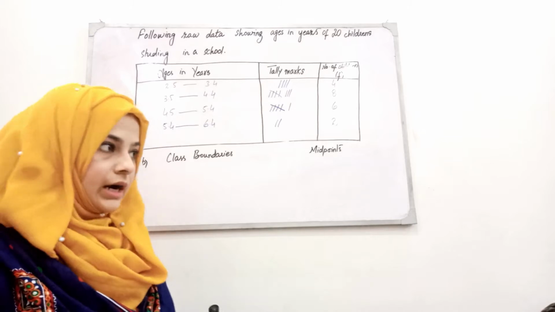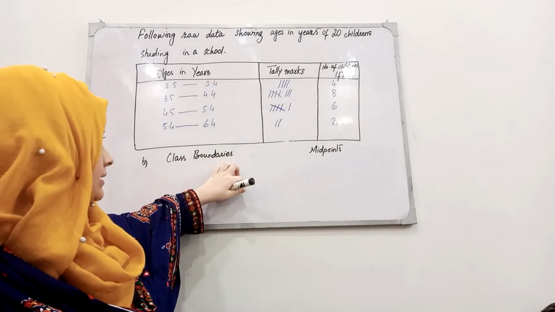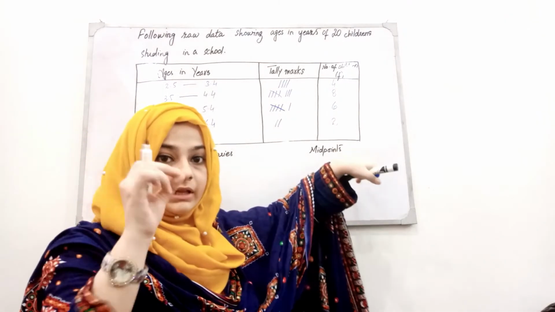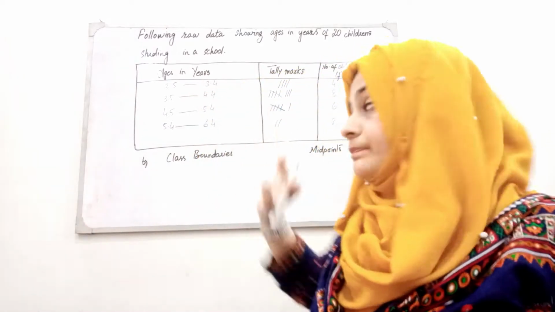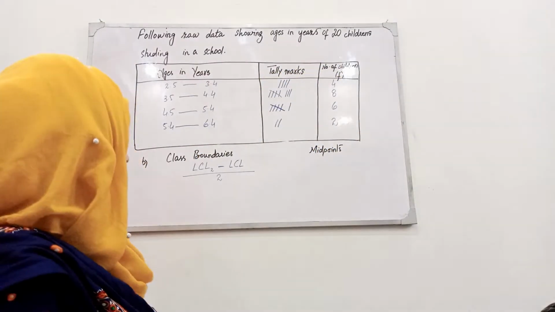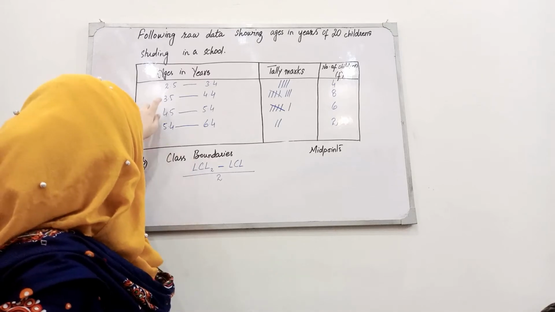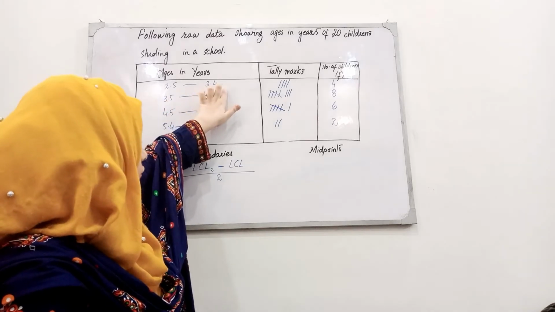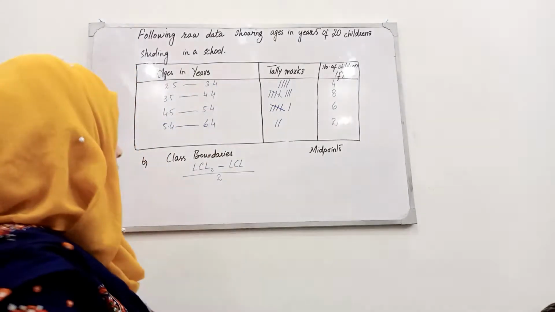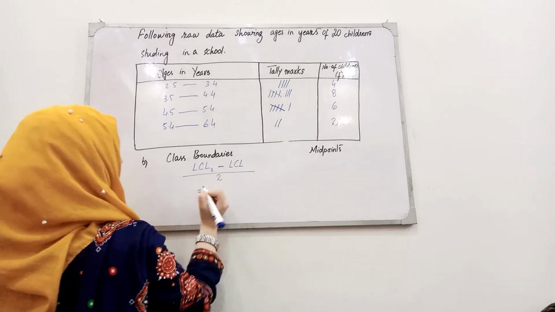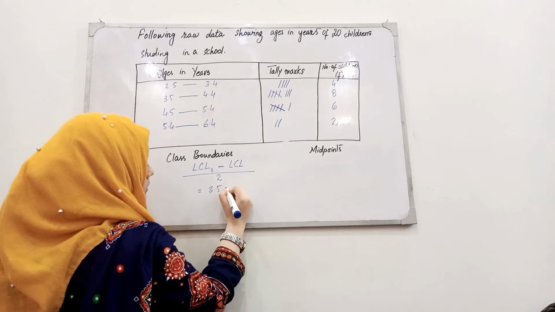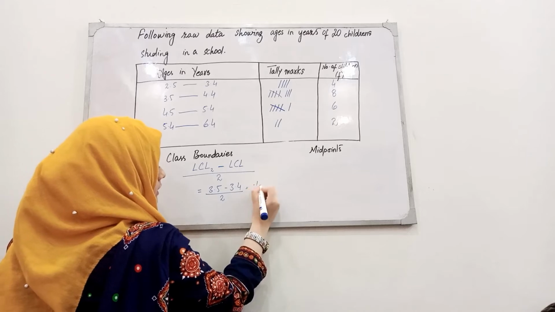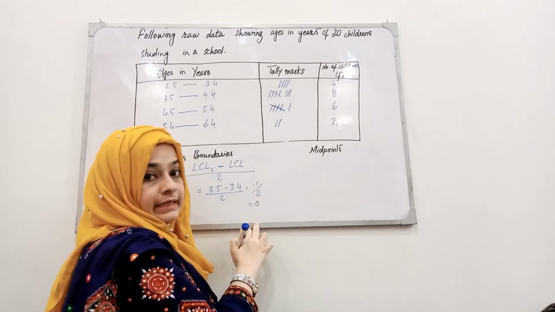Now in the second part, the examiner is asking us to create the class boundaries and also calculate the midpoint, the middle value of your class. How will we calculate the class boundary? By taking the difference between the lower limit of the second class and the upper limit of the first class and then dividing it by 2, we will get the class boundary. 3.5 minus 3.4 divided by 2. 0.1 divided by 2 is 0.05.